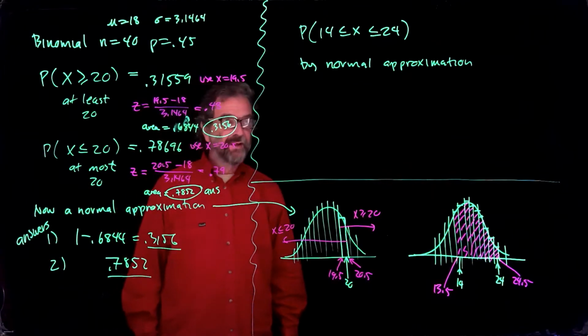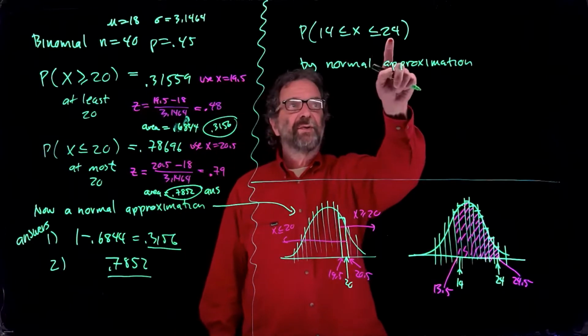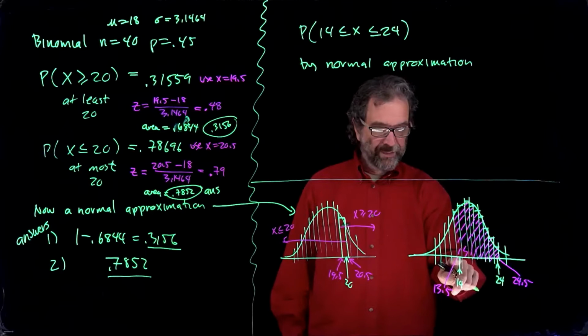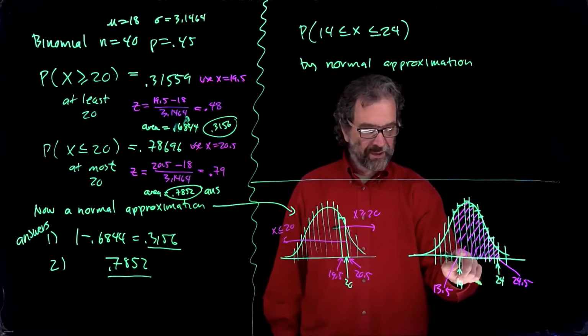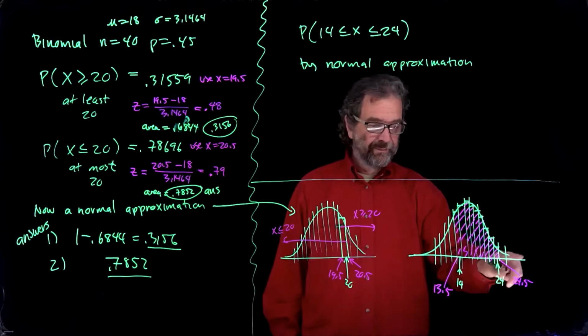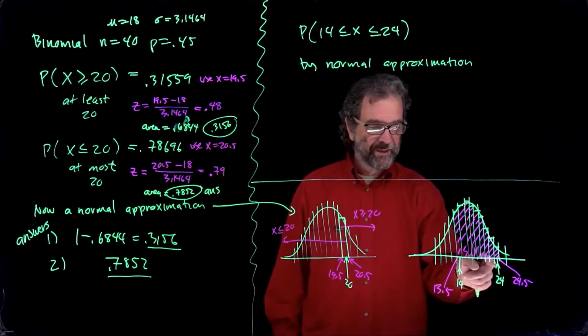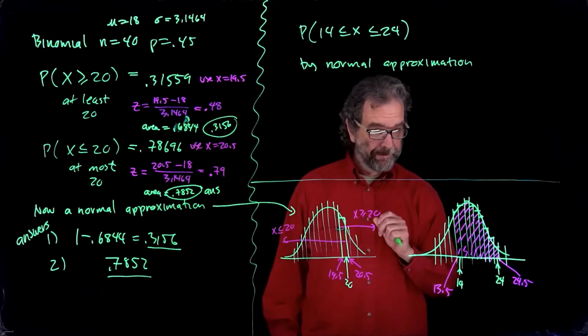Then we've got this guy here, just to finish this off. X is between 14 and 24 inclusive. Let's try to sketch that out. So here are the bars. The bars are centered on the values that are possible. That's how those things are drawn, and that's how the normal approximation fits them, if the bars are centered on the integer values and have width 1.